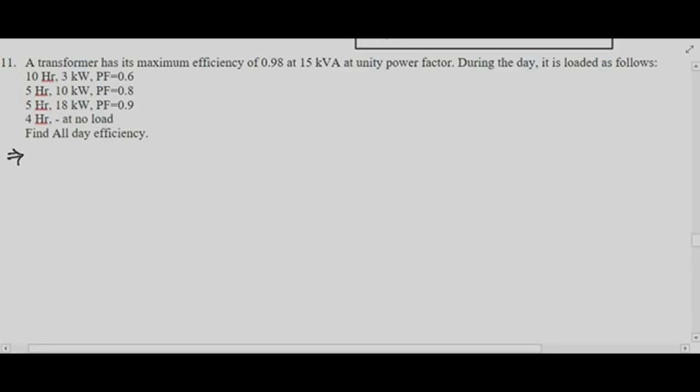First of all, what is given in the data? It has a maximum efficiency of 0.98. So I will write down here eta max equals 0.98. Okay, and the kVA corresponding to the maximum efficiency is given as 15 kVA. This is not the rating of the transformer. This is the kVA which corresponds to the maximum efficiency. At that time, what is the power factor? It is unity power factor. So the load at which maximum efficiency occurs is 15 kVA at unity power factor.